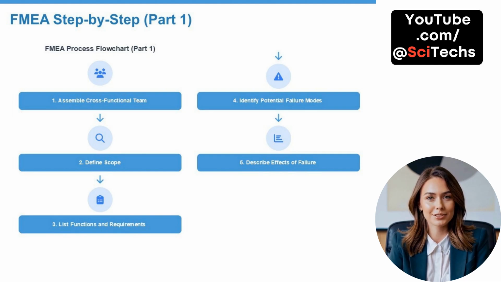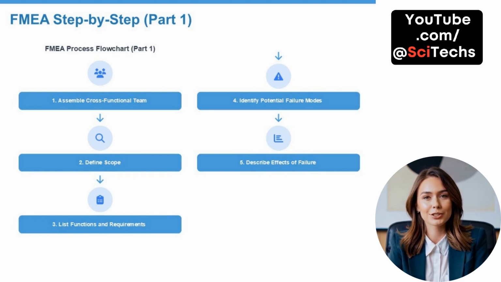Next, define the scope clearly. Know exactly what's being analyzed, whether a mechanical component, software module, or manufacturing step. Then, list all functions and requirements, which describe the intended operation and performance expectations. This baseline helps identify deviations.